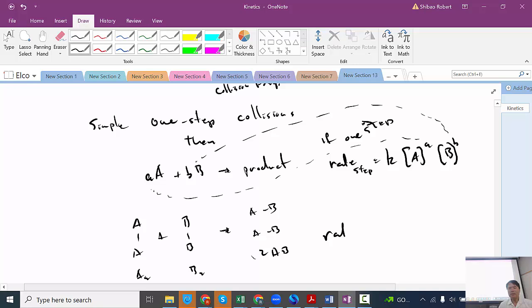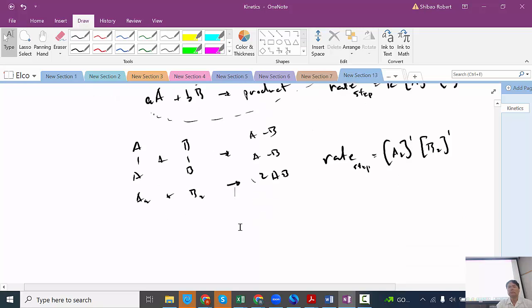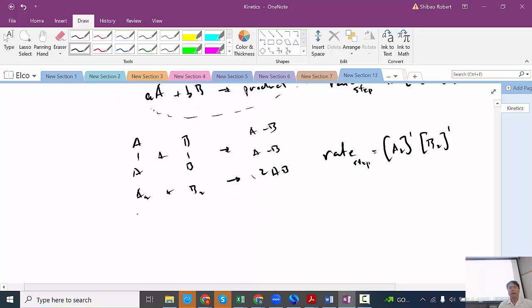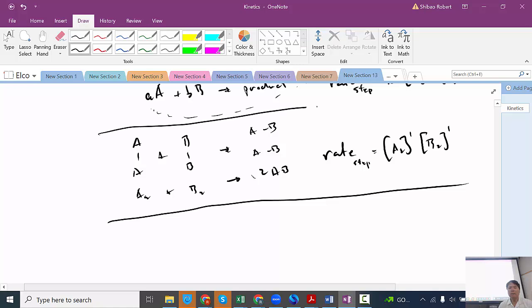And so the rate for this step is equal to the A2 concentration to the first and the B2 concentration to the first, because the coefficients are 1 and 1. All right. Let's take a look at another one here.